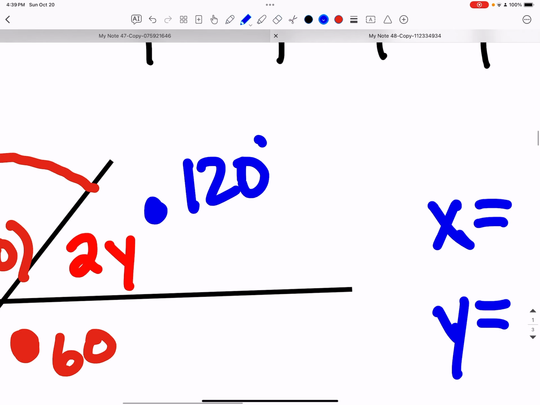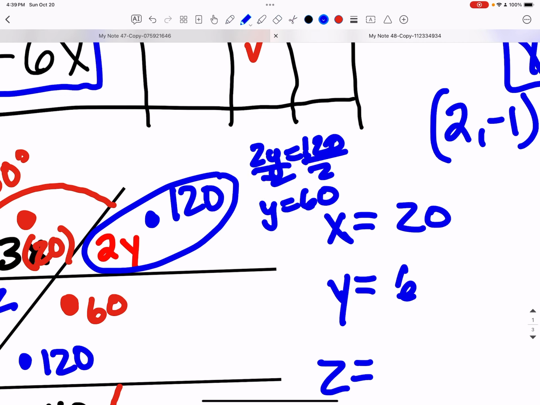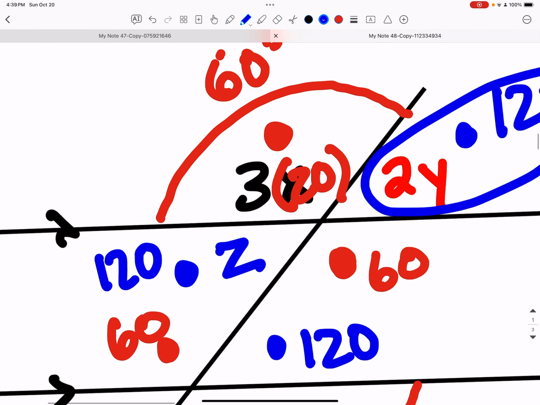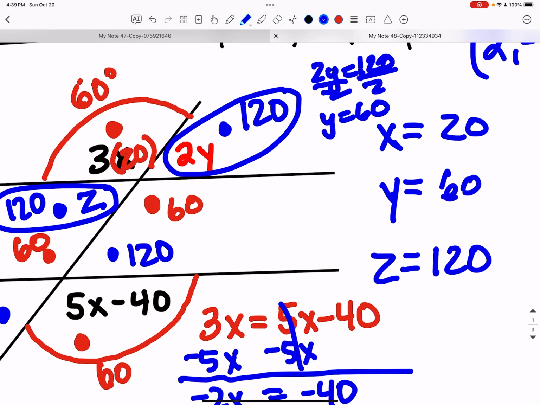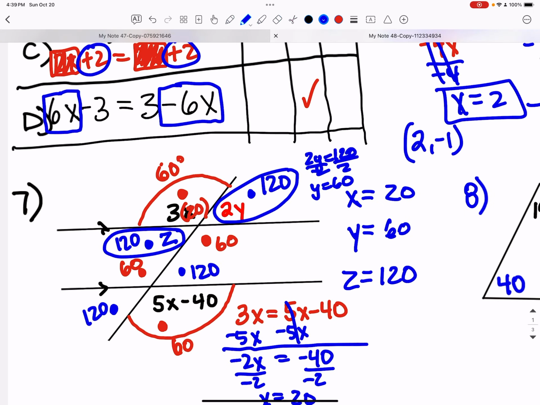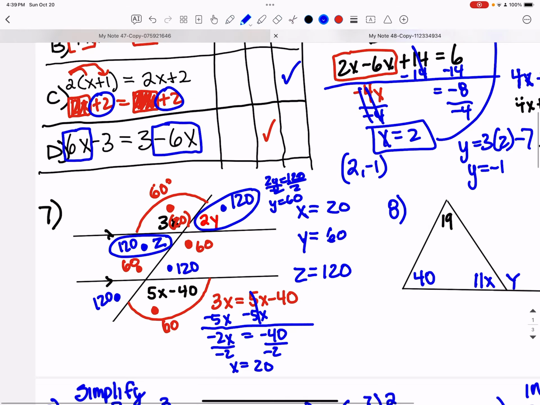So over here, this 2y is 120. 2y equals 120. So when I divide by 2, y is 60. Over here, this angle is just, C is just 120. So you have to know a couple pieces of information for these. That all the reds are the same, all the blues are the same, and the reds and the blues add up to 180. That's all you need to know.